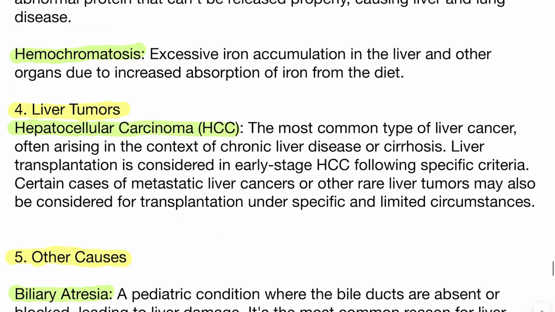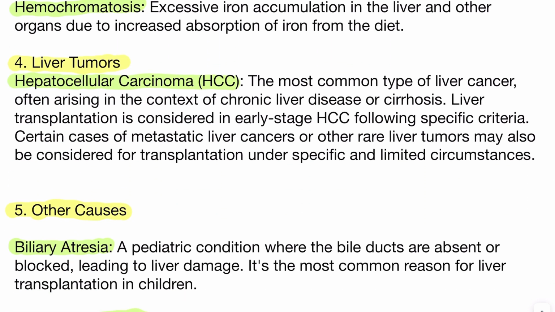And the liver tumors. Hepatocellular carcinoma is the most common type of liver cancer. It can be considered in the early stages, but there are specific criteria for that. And rare liver tumors may also be considered for transplant.